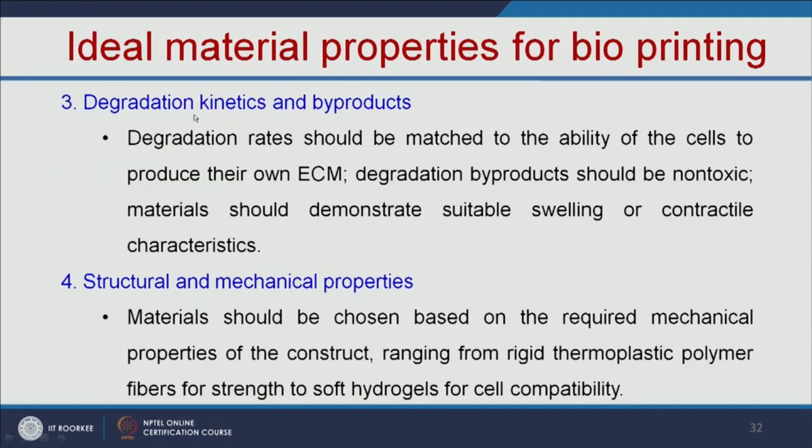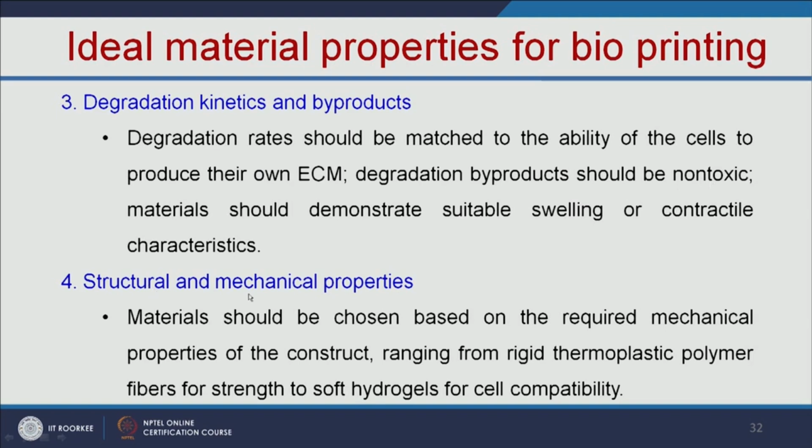The next one is degradation kinetics and byproducts. Here the degradation rate should be matched to the ability of the cells to produce their own ECM. Before the scaffold degrades, the particular cell should make its own extracellular matrix, and the degradation byproducts should be non-toxic. That means it should be biodegradable. Once the scaffold is degrading, it should not induce any toxic or immune response in the body.